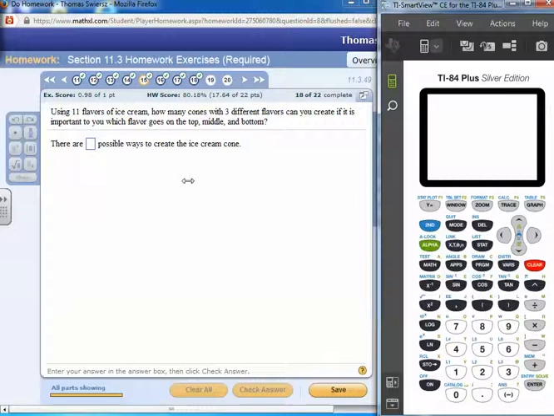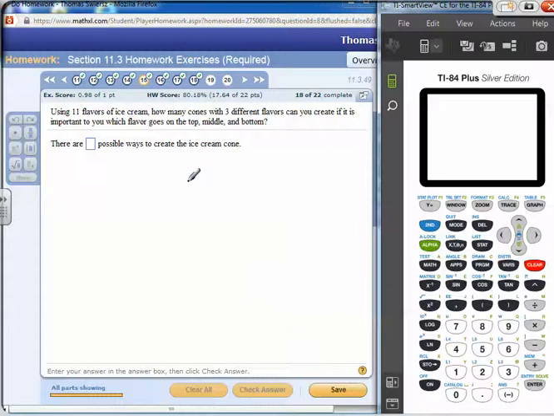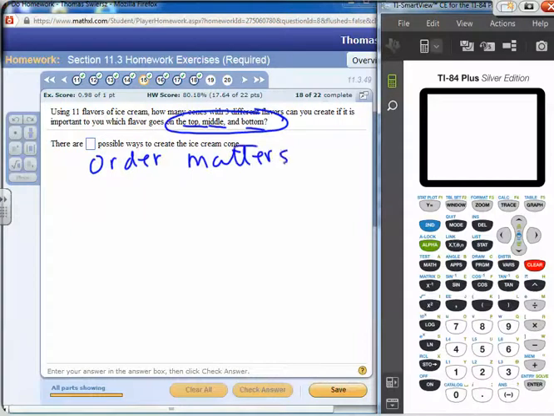This is homework exercise number 15. Using 11 flavors of ice cream, how many cones with 3 different flavors can you create if it's important to you what's on the top, middle, and bottom? Well, because you want to specify what's on the top, middle, and bottom, order does matter. Picky ice cream eater, right? So order matters, so this would be solved with a permutation. We have a total of 11, and we're selecting 3. So our answer is 11P3.